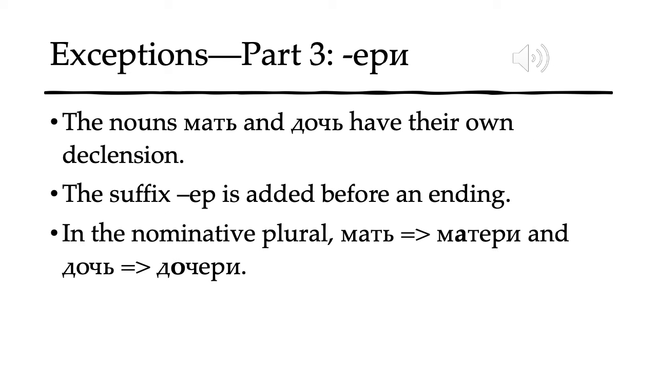The next group of exceptions are the nouns mat and Deutsch, which have their own declension. In this declension, we add the suffix -er before adding any ending. So in the nominative plural, mat becomes materi and Deutsch becomes deutscheri. As a side note, please notice how family and friend nouns are often irregular or have their own forms.